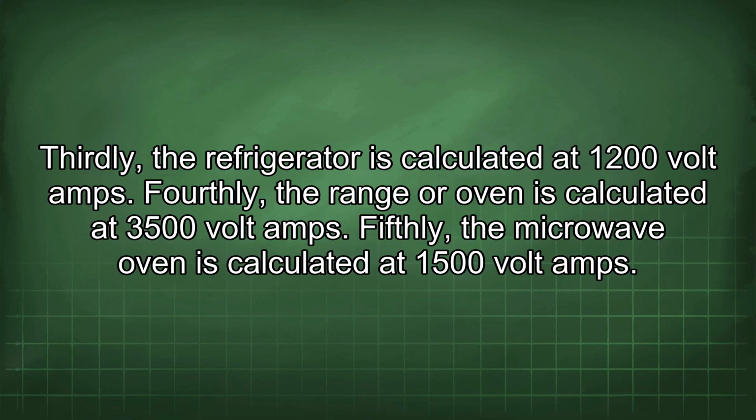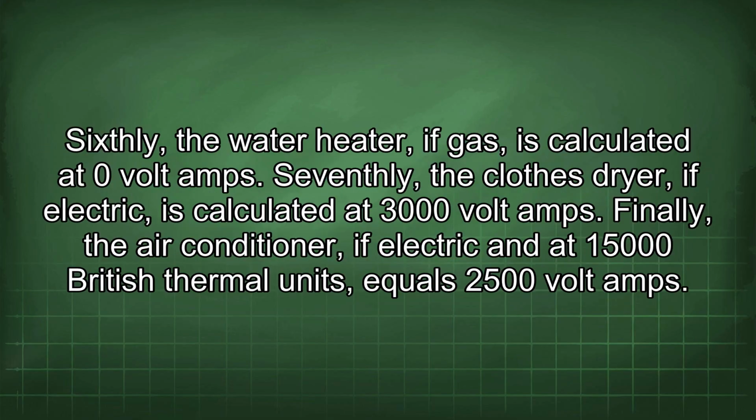Fourthly, the range or oven is calculated at 3500 volt-amps. Fifthly, the microwave oven is calculated at 1500 volt-amps. Sixthly, the water heater, if gas, is calculated at 0 volt-amps. Seventhly, the clothes dryer, if electric, is calculated at 3000 volt-amps. Finally, the air conditioner, if electric and at 15,000 British thermal units, equals 2500 volt-amps.